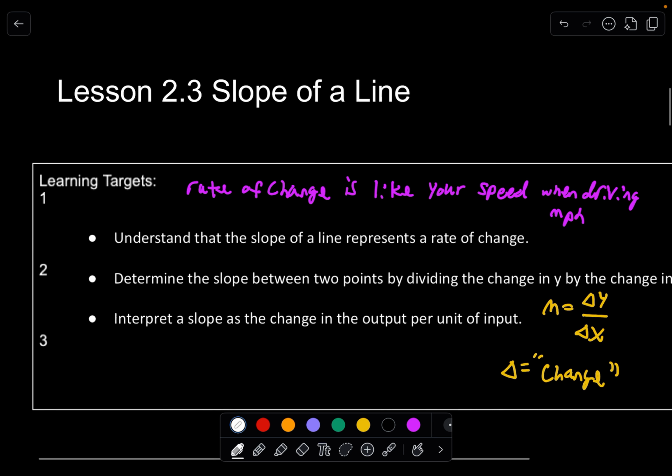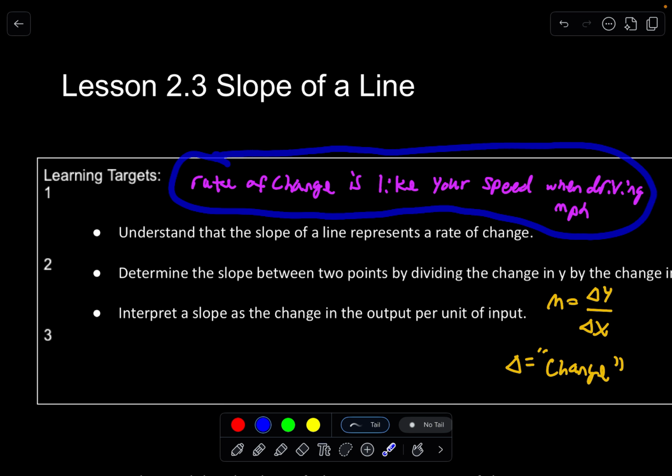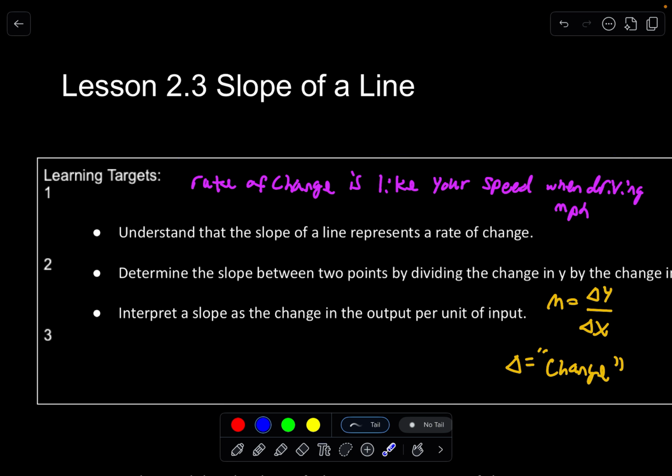So, here it is. Understand that the slope of a line represents a rate of change. The rate of change is like your speed. It's like your speed when driving. It's in miles per hour. It's your change in distance, your change in position, divided by your change in time, the time it took you to drive that. We call that speed, and it's measured with your speedometer. So you understand that the slope of a line represents a rate of change.